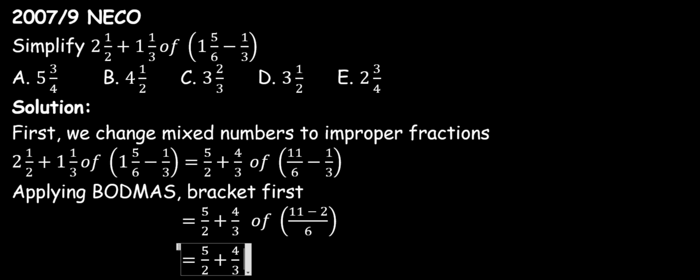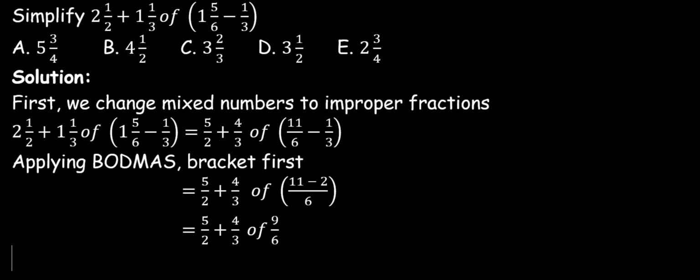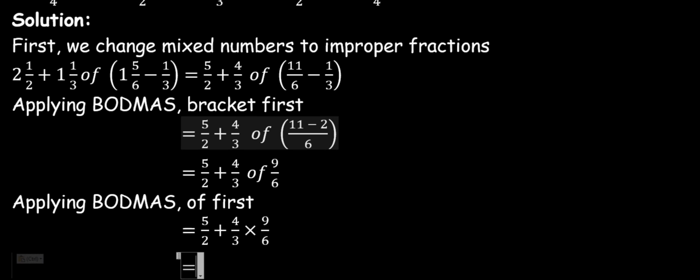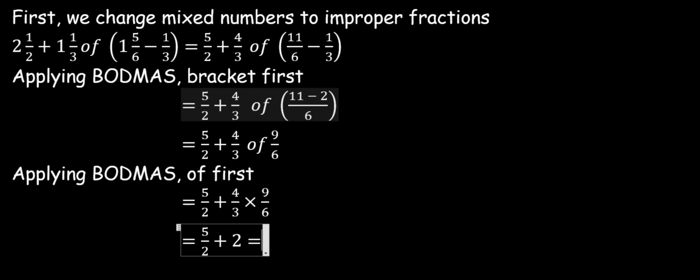Once that operation is done, the result will be 5 over 2 plus 4 over 3 of 9 over 6. The bracket operation becomes 9 over 6, that is 11 minus 2 is 9 over the 6 that is there. Next, applying BODMAS, of first, and of is multiplication in essence. So we have 5 over 2 plus 4 over 3 times 9 over 6. Some terms we cancel out, and we have 5 over 2 plus 2. We just perform the arithmetic operation there, which should be 2 times 2 plus 5, 9 over 2, which is the same as 4 whole number 1 over 2.